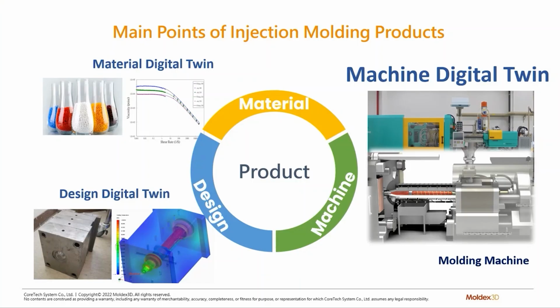Machine characterization analysis. In injection molding, there are three major factors, including 5 digital twins, that influence the product quality. Material, design, and machine being the three factors. The 5 digital twins are the material digital twin, mold design digital twin, part design digital twin, the machine digital twin, and then the molding machine and the molding process itself. At Moldix 3D, we offer overall services for these factors in our digital twin concept. In today's session, I will focus on the machine digital twin.